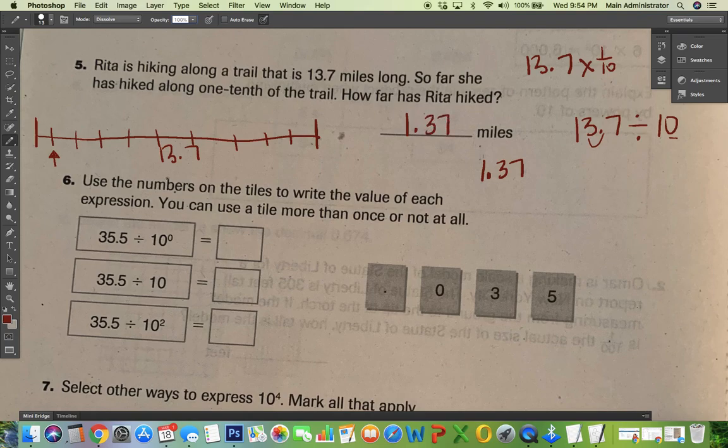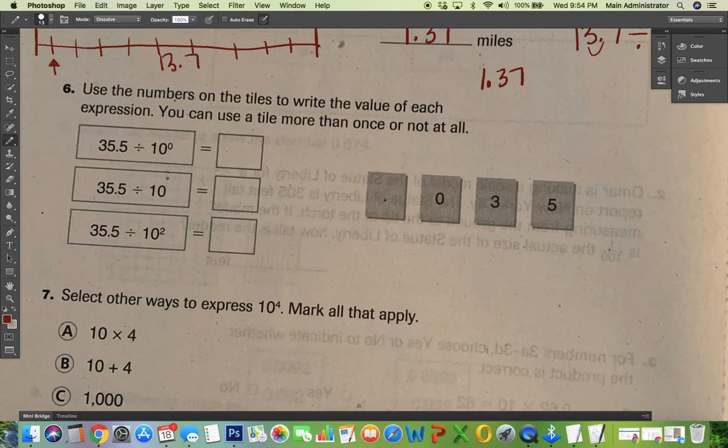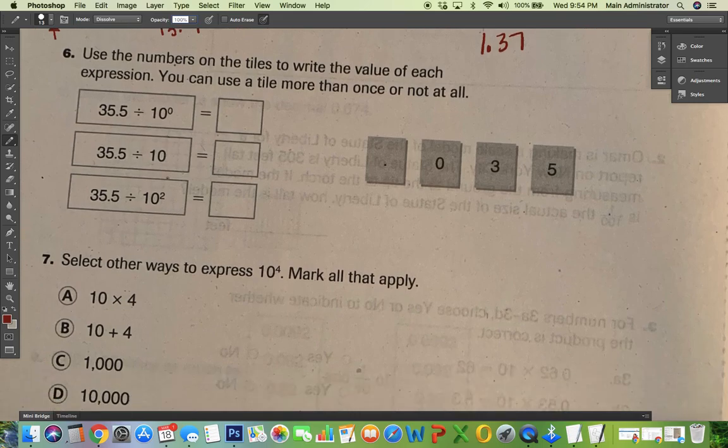All right, let's take a look at number 6. Use the numbers on the tiles to write the value of each expression. You can use a tile more than once or not at all. Okay, I have a division, which means my number should probably be smaller, okay, and a 10 to the 0 power. If I have something to the 0 power, I think nothing changes. So this is just 35.5.